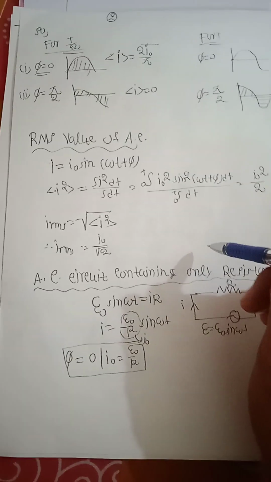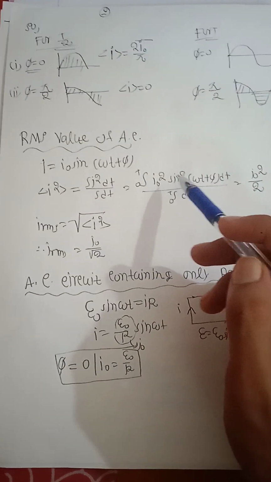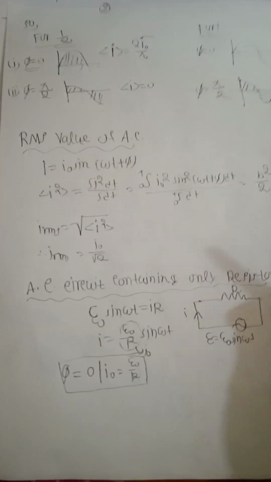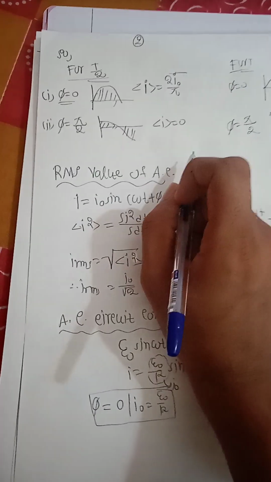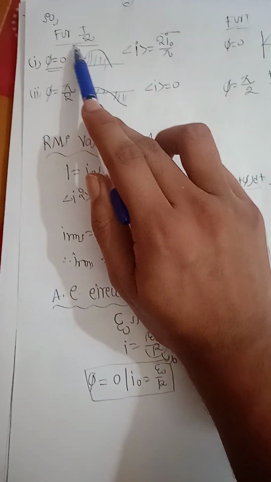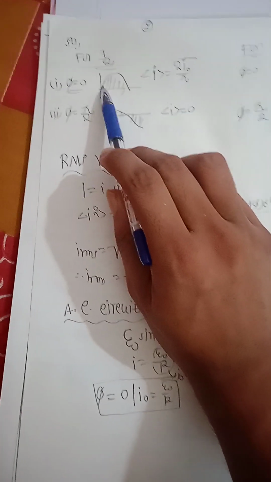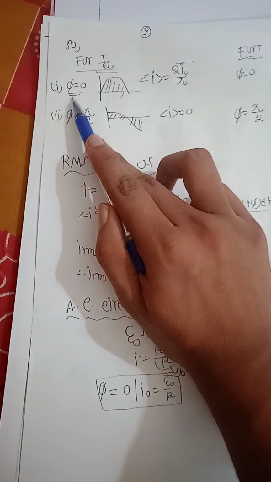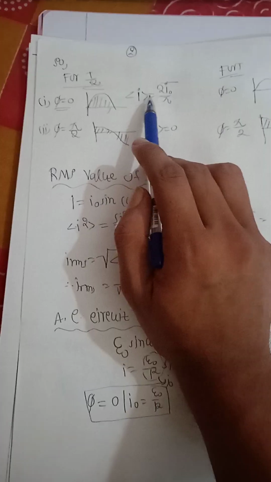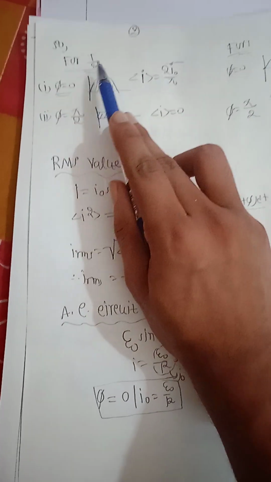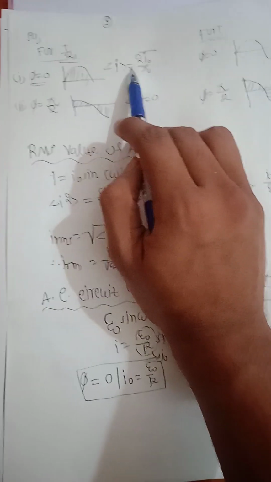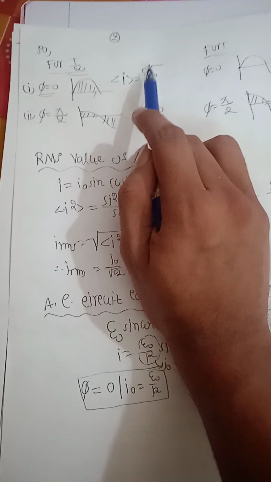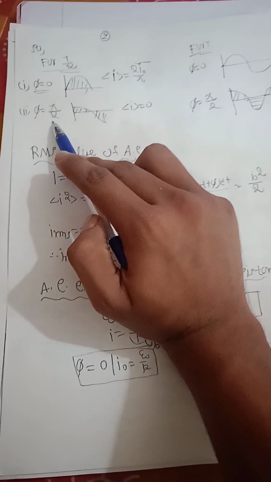Now let us talk about some things which you should remember, which are very, very important. The first thing you should remember is this: for a half time period the flux is 0 and the average current is 2 I naught by pi.